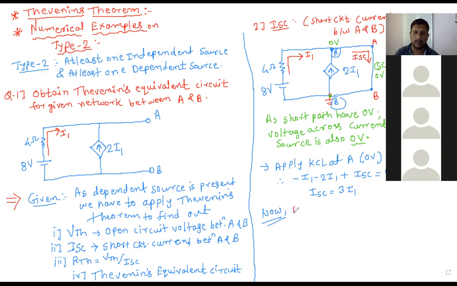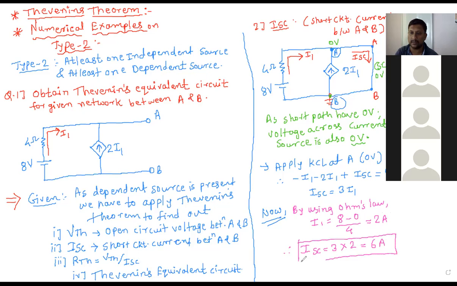Okay. So now by using Ohm's law you can find out the I1 value. I1, this current, is equal to 8 minus 0 divided by 4. So that is my answer, 2 ampere. So put this in the above equation. Therefore ISC is equal to 3 into 2. So ISC becomes 6 ampere.